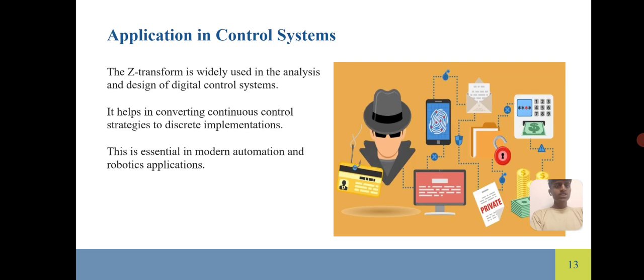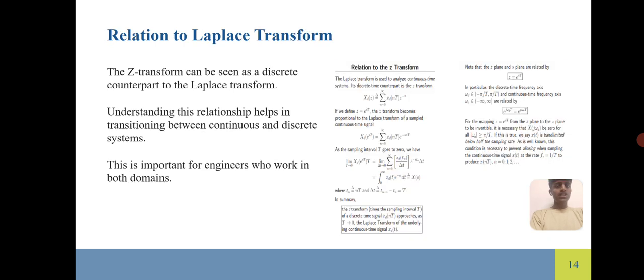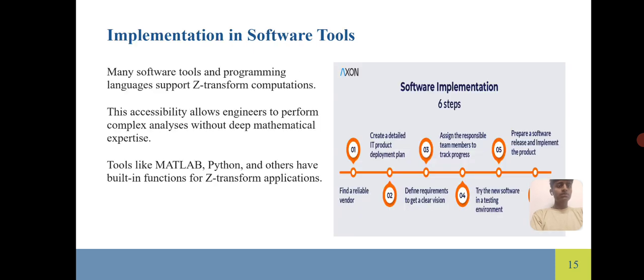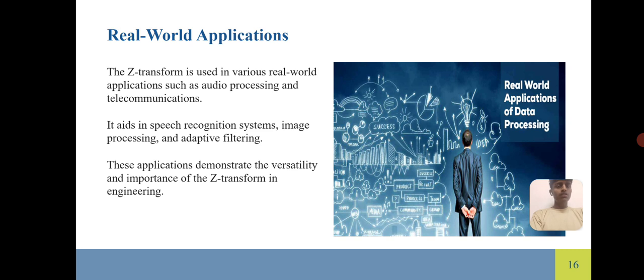So, applications in control systems. This also you have to study. The Z transform is widely used in the analysis and design of digital control systems. Then the relation to the Laplace transform. What are the relations provided with the Laplace transform has to be studied. Then implementations in software tools. These are the software tools. What are the implementations that have been taken in this section? So real world applications is also main and important.